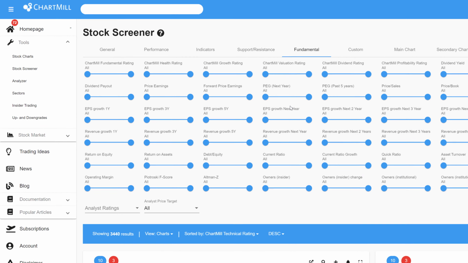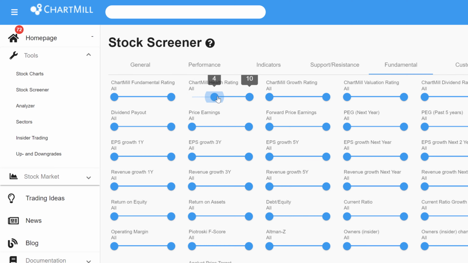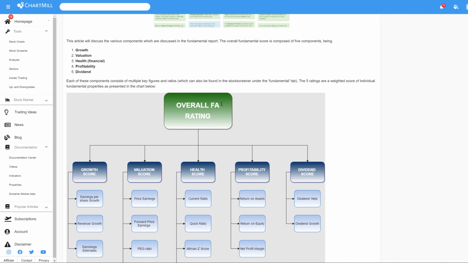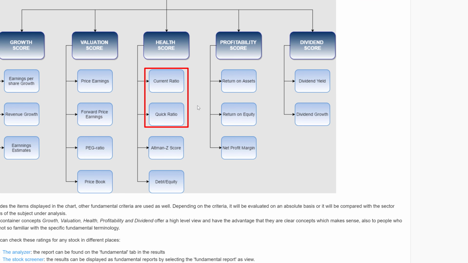I set the ChartMill Health rating to 5. This rating is based on a number of fundamental ratios that measure the financial health of the company. And these are the current and quick ratio and the debt to equity ratio. The current ratio is used to measure the liquidity of a company. In other words, does the company have enough money to meet all payment obligations in the short term, within 1 year? The inventories are also taken into account.